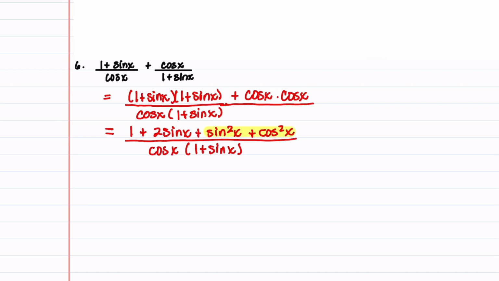We see that this expression is our Pythagorean expression, and it's going to equal 1. So let's plug that in. So this becomes 1 plus 2 sine x plus 1, all divided by cosine x times 1 plus sine x.